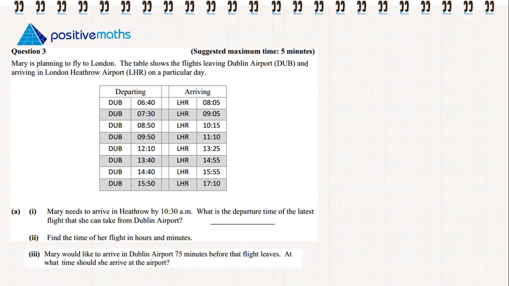Question 1. Mary needs to arrive in Heathrow by 10:30 a.m. What is the departure time of the latest flight she can take from Dublin Airport? So if she needs to arrive in Heathrow by 10:30 a.m., she will need to be arriving at 10:15. That means she will need to be departing Dublin at 8:50. So the departure time of the latest flight she can take is 8:50.